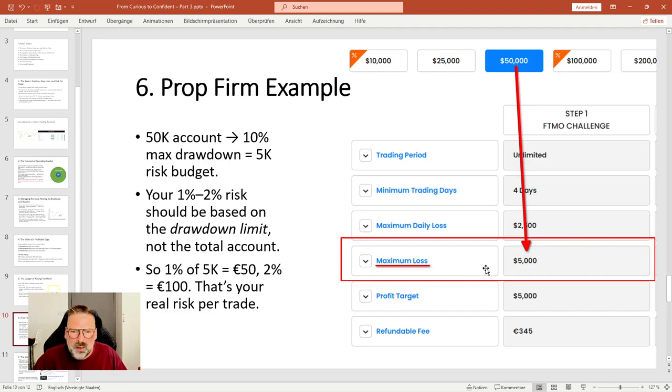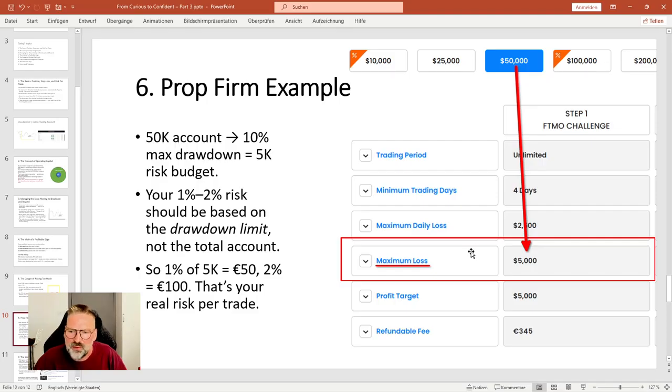So that's what we call a drawdown, right? So you accumulate losses, you know, a couple of losers in a row, and the sum of that's the drawdown, right? Once you hit 5,000 drawdown, you will lose your account. You will lose that challenge. So you can't handle the 50,000 FTMO account as if that was a 50,000 account. Your real account size when you trade with a prop firm is the maximum drawdown, the maximum loss limit.